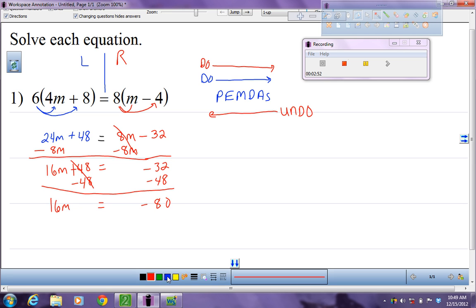And then finally the last step would be to leave the m by itself, so you have to divide by the 16 so you can end up with a positive m, correct? And that gives you negative 5. And you're pretty much done right there.